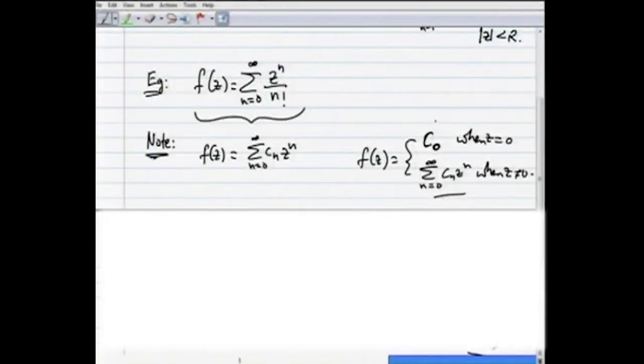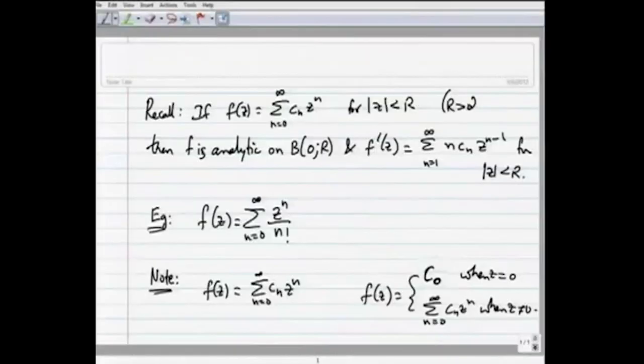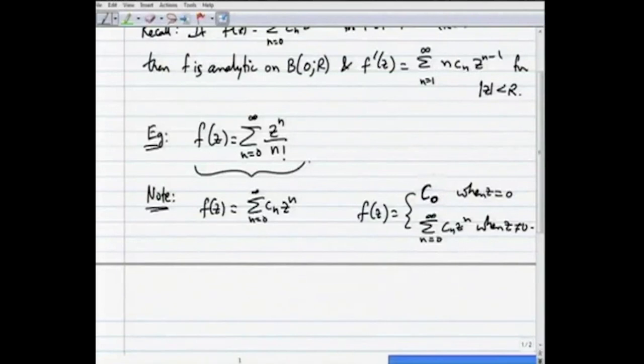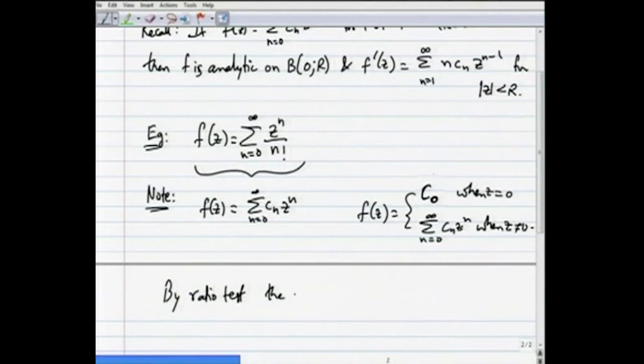One needs to make the distinction because at z equals 0 and n equals 0, you have the ambiguity of 0 raised to 0, and 0 power 0 is not defined. So, there is that split form and then, having made that note, let us look at this series. This series has the property that firstly, by simple ratio test calculation, the radius of convergence of f is infinity. Or you can use the Cauchy-Hadamard formula. Either way, one can get this.